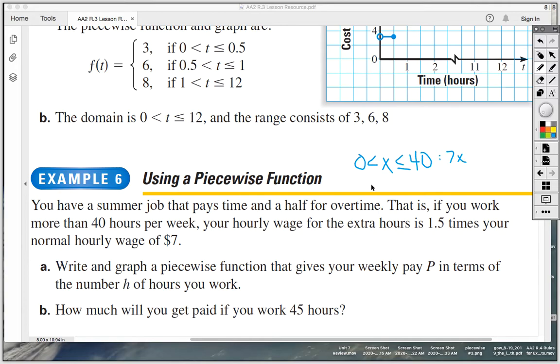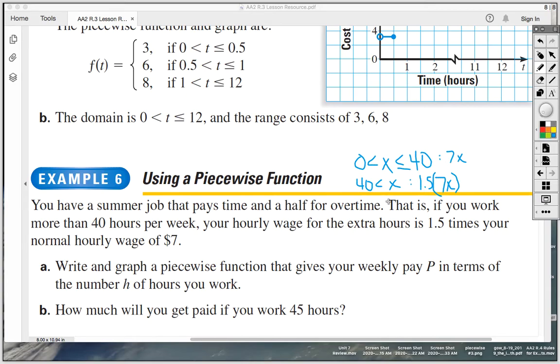Now, anything greater than 40, and it's going to be up until you're exhausted, it's 1.5 times your normal wage. So your normal wage is 7x, and it's going to be 1.5 times that. Now I could just go ahead and multiply that out to find out how much you make hourly. You don't need to, because what's nice is technology will do this for you.